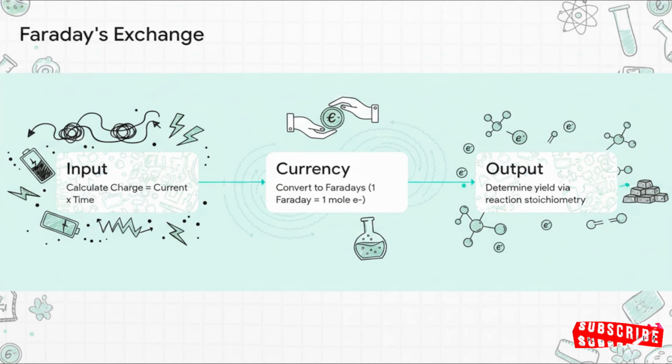Honestly, the best way to think about this is treating it like a simple currency exchange at a bank. Step 1. Calculate your total input charge by multiplying your electrical current by the time it was running. Step 2. Convert that raw charge into our chemical currency, known as Faradays, where 1 Faraday equals exactly 1 mole of electrons. And finally, step 3, just use the reaction's standard stoichiometry to predict your physical output. 3 simple steps to literally convert invisible amps and seconds into actual grams of solid metal.